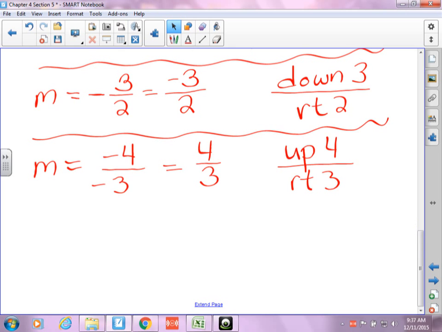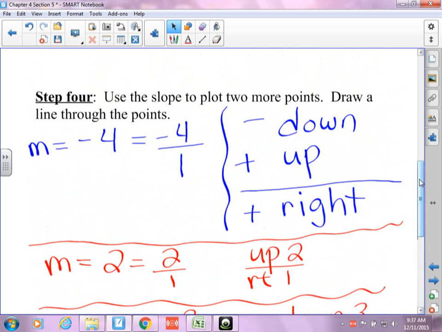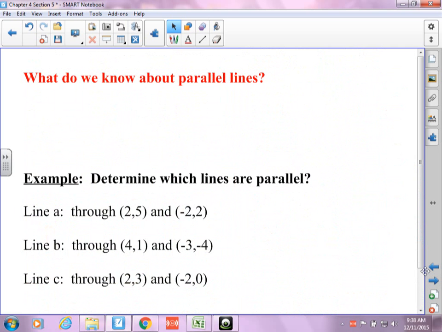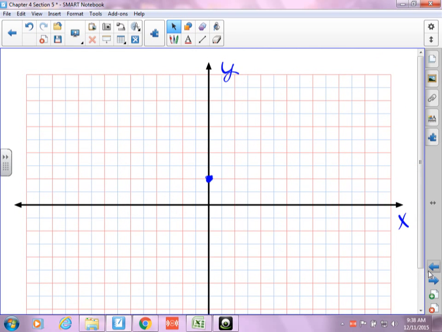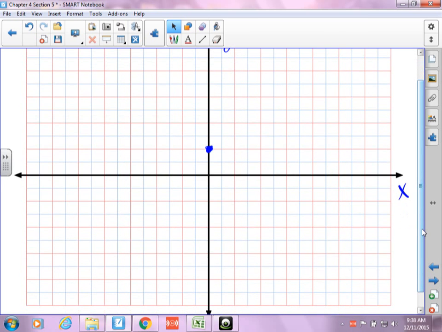So let's go back to our original problem and graph this. So we said that our slope was negative 4 over 1, correct? So I'm going to go back, and I'm going to take my starting point, and I'm going to go down 1, 2, 3, 4, and I'm going to go over 1, and I'm going to put a dot. And then from there, I'm going to go 1, 2, 3, 4, and I'm going to put a dot. So the blue dot is my y-intercept. It's negative 4, so I'm going down 4, right 1, down 4, right 1.